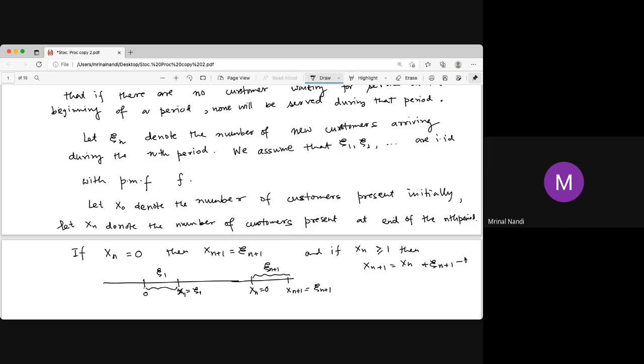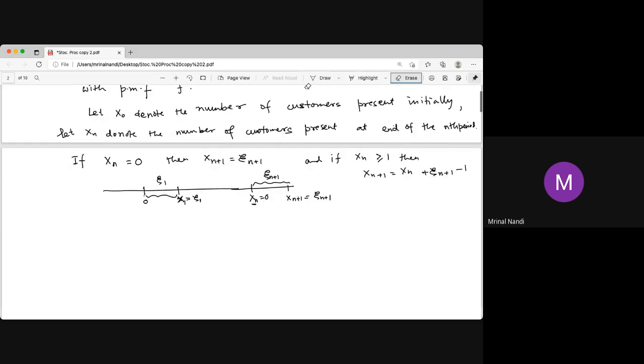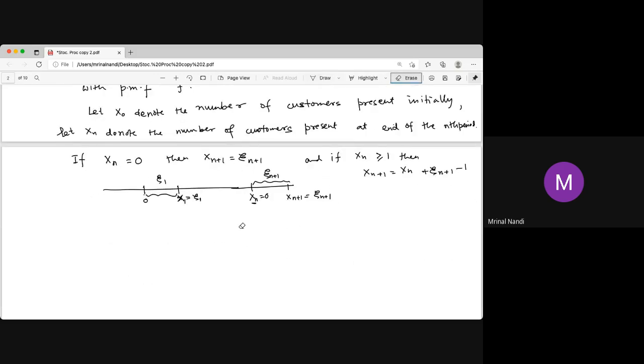At the end of the nth unit, that is the starting of the n plus 1th unit, it is xn. So xn is, say, 5. Then say ξn plus 1, say 7, new customers came. So it is 12 minus 1, the 1 is served. So this is the recurrence relation of the stochastic random variables.